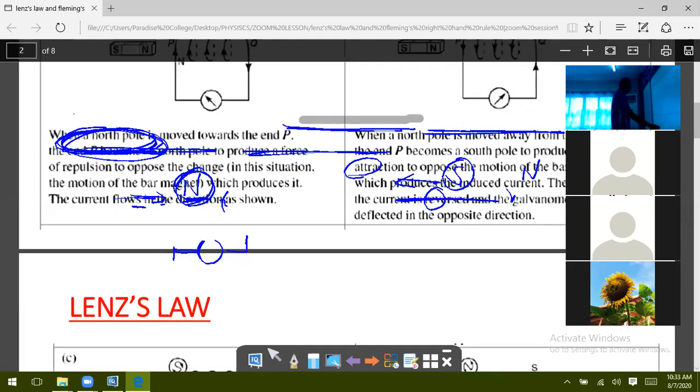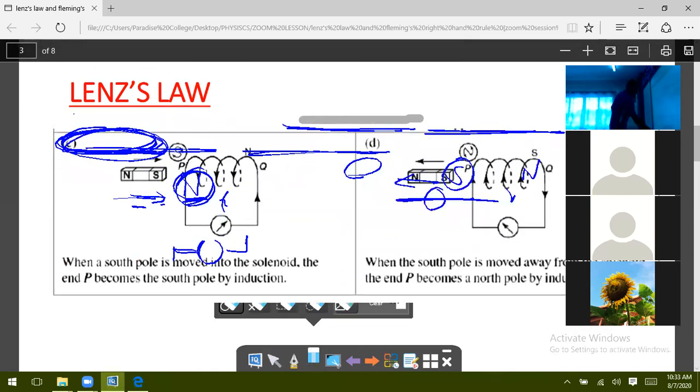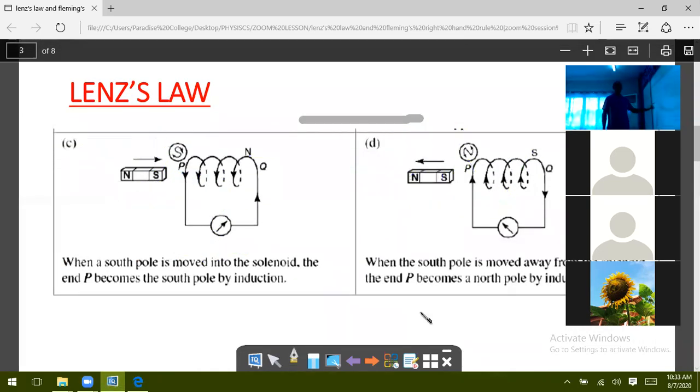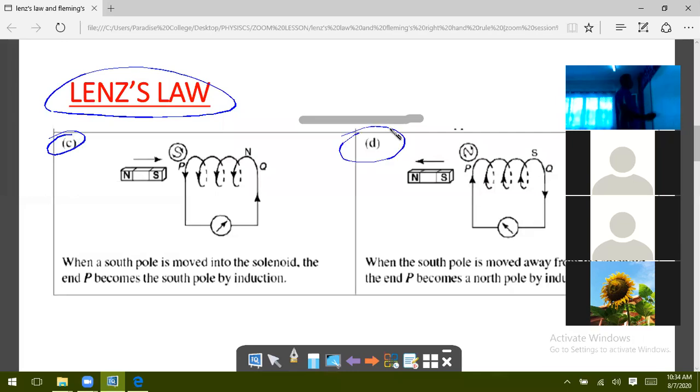Now let's move a little bit further down. Lenz's law, continuation. This time, instead of moving the north pole, the south pole. South pole in, south pole out. The idea is just the same as the one above. If you can understand the previous setting, the one that I've just explained, then this second setting is just the same. C and D are just the same as A and B. If you have any further questions on that, we're going to talk more about that in class.